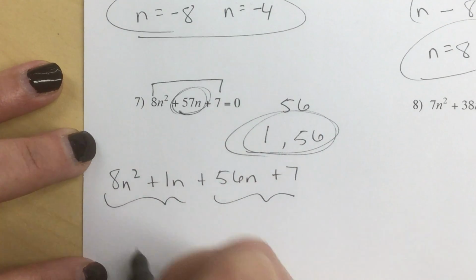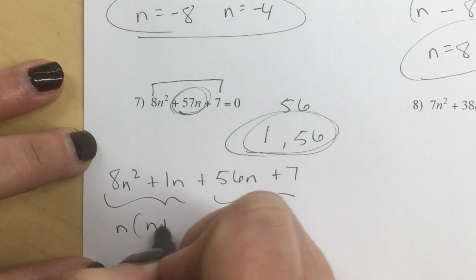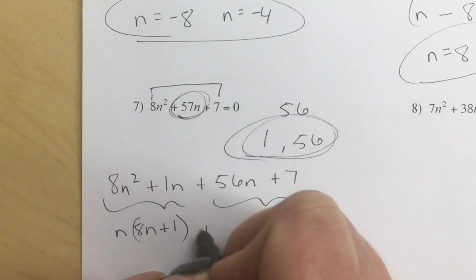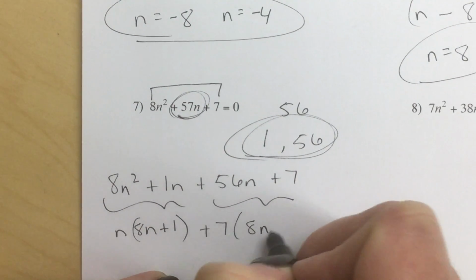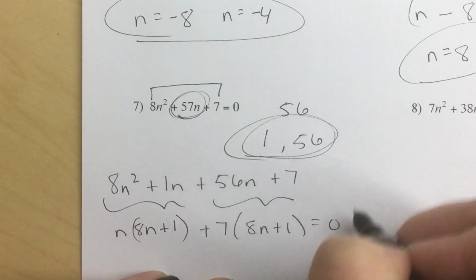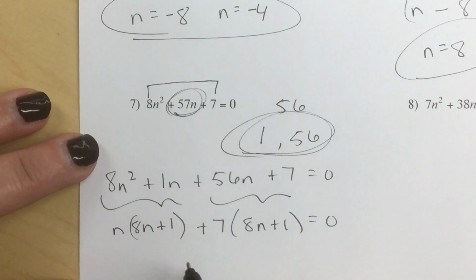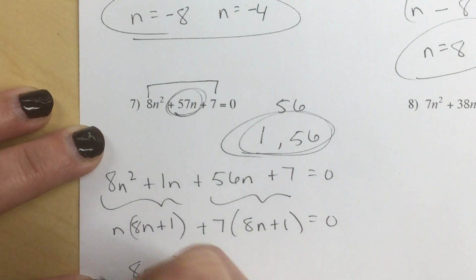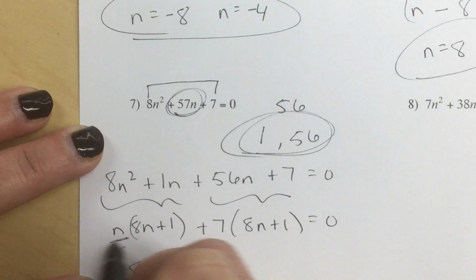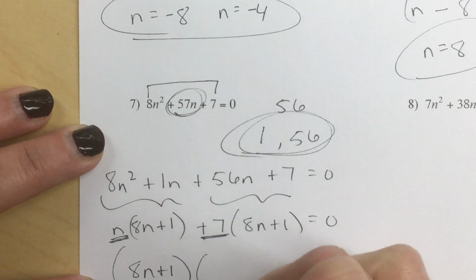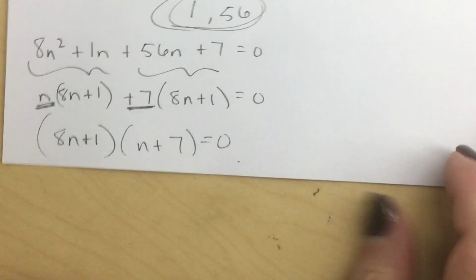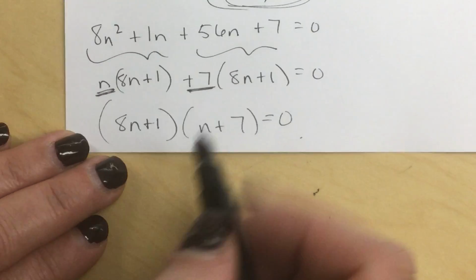Then you factor by grouping. I can pull out an n, which leaves me with 8n plus 1. I can pull out a 7, and that leaves me with 8n plus 1. And this is all equal to 0. So these 2 parentheses should be the same. They are, so now I'm going to factor that out, and that leaves me with an n plus 7 for my second parentheses.